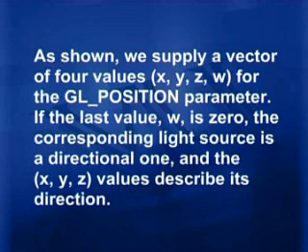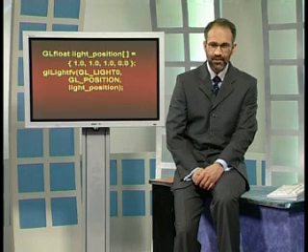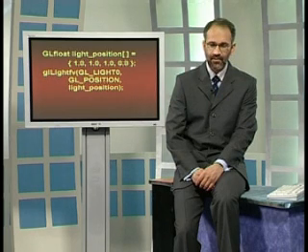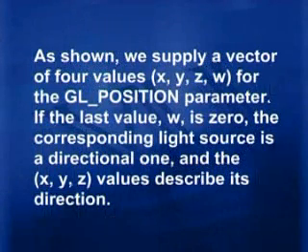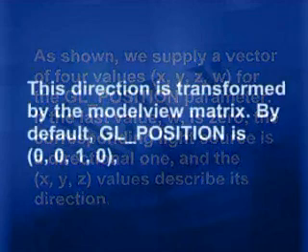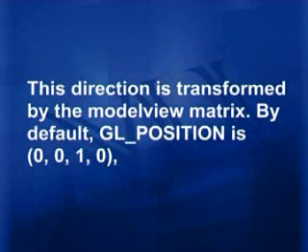So if we go back, take a look at the values that are specified for light position. The 4 values, the first 3 of them being 1, and the last, the 4th value, w, is specified to be 0. So whenever w is 0, we know that we are talking about not a positional light source but a directional light source. And x, y and z are the values that are going to describe the direction. This direction is transformed by the model view matrix.